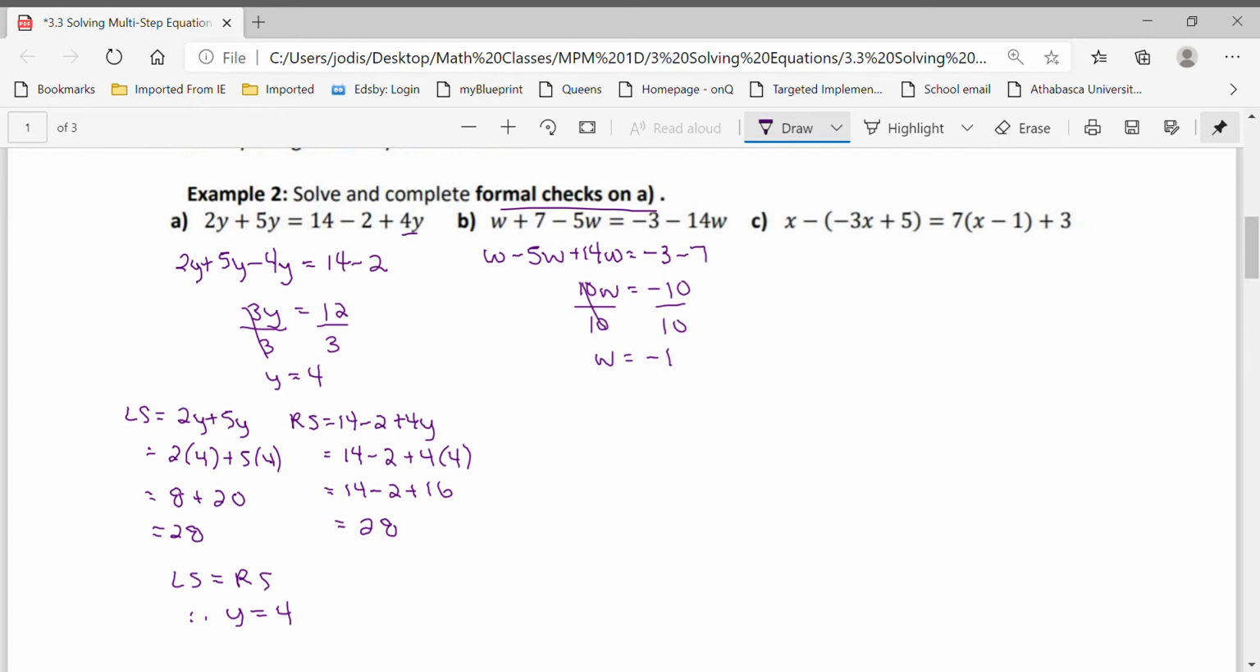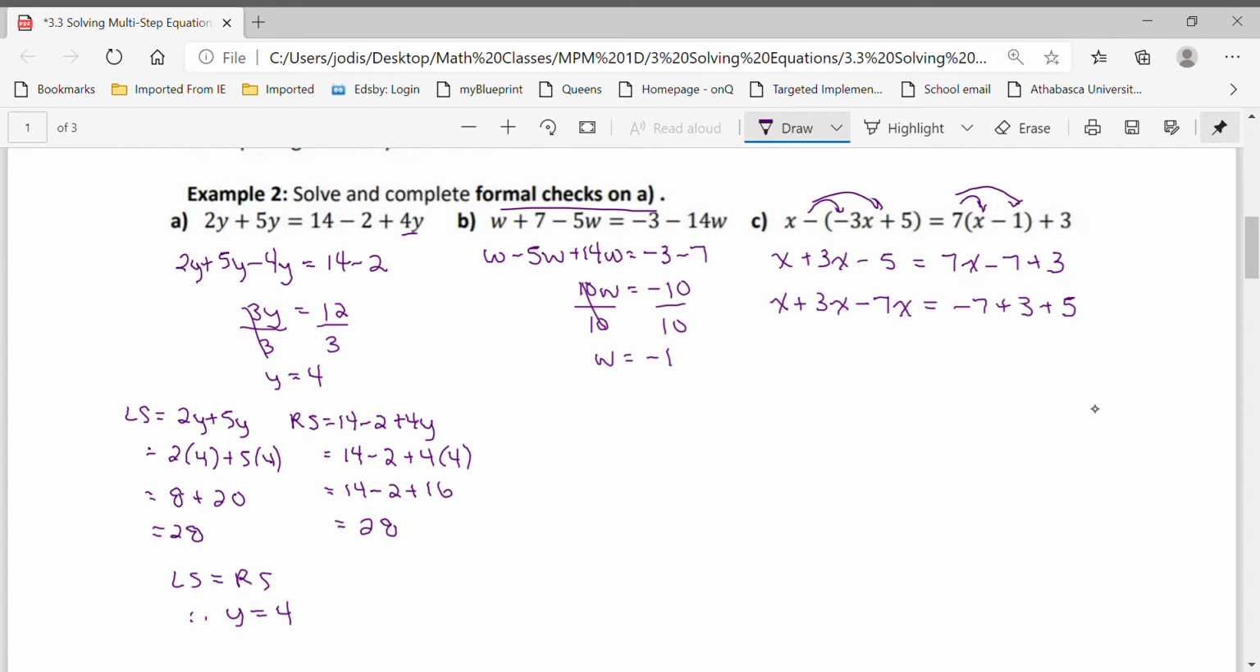Okay, and then this one, so we've got some distributing to do. So we've got x, distribute this negative 1, so plus 3x minus 5, and then we're going to distribute this 7, so 7x minus 7 plus 3. Then let's get all of our variables on the same side. So we've got an x plus a 3x, and then this 7x becomes a negative 7x. And then our constants, well, we already had a negative 7 plus 3 here. And then we're going to move this 5 over and make it positive.